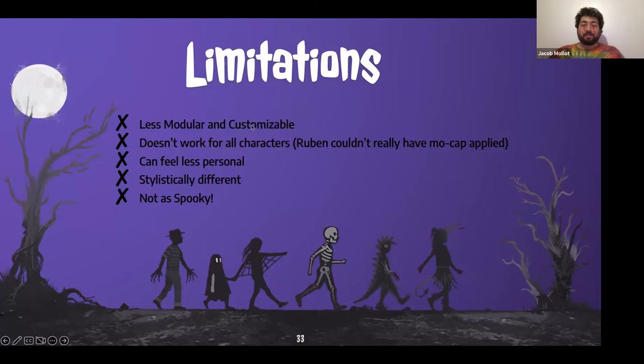Limitations, like I said, it's less modular, less customized, and this is the last slide. It doesn't work for all characters. For example, Ruben, my character for my film, I couldn't have really done a lot of these things because Ruben was a two-armed alien creature, a Mike Wazowski thing, and I don't know if Maya could even make a rig for that.